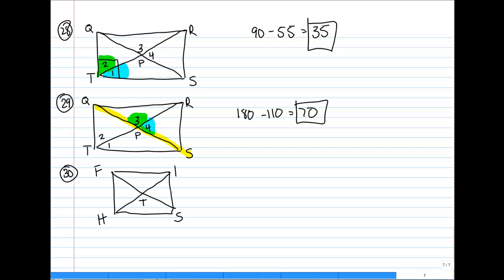IT is 6, so this is 6. Find FS. So what is this entire length of just that little part is 6. So don't forget, both of these diagonals are the same length. So if half is 6, all of it is 12.